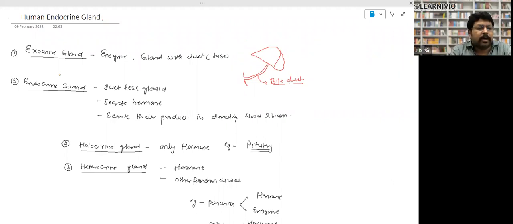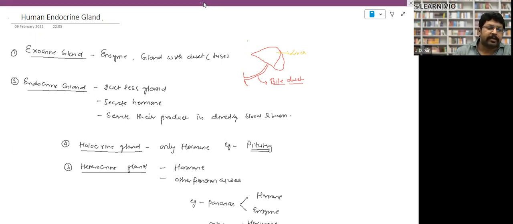So glands may be of two types, exocrine gland and endocrine. Exocrine glands are those which secrete basically enzyme. And they are called the gland with duct. They are called duct gland. Duct means pipe, right? Means tube, right? Look, for example, the liver is exocrine gland, right? This is a picture of liver. So liver is exocrine. Why is it exocrine gland?